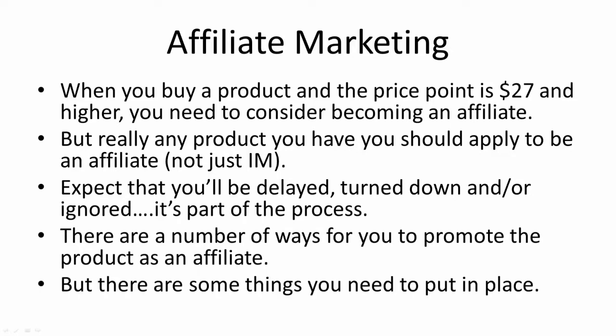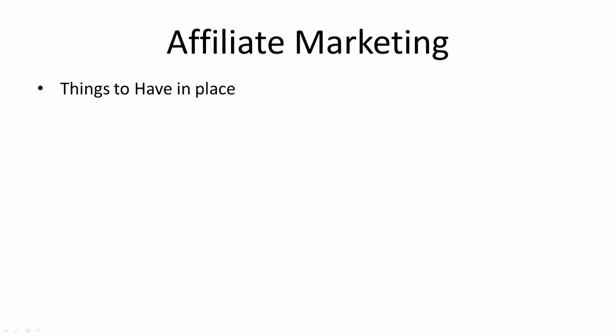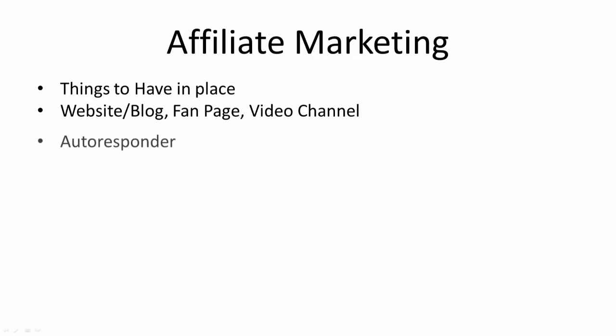Now, there are going to be some things that you are going to want to put in place before you start down this path of becoming an affiliate for any product, let alone the product that you are actually using as a marketer. Now, here are the things that you're going to want to have in place. You're going to want to have a website or blog or fan page or some video channel. You need to have a home base or some place where someone can come and experience your content on a regular basis. Now, this can be any of these things. It can be a podcast. It can be something where you are building a platform and you are distributing content.